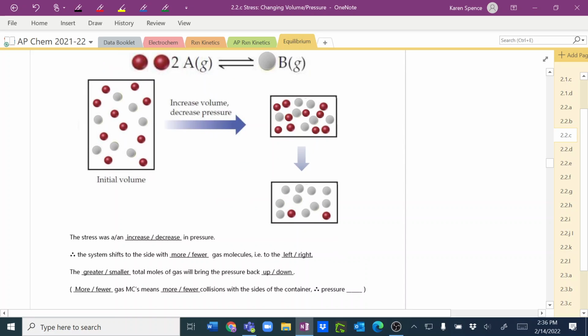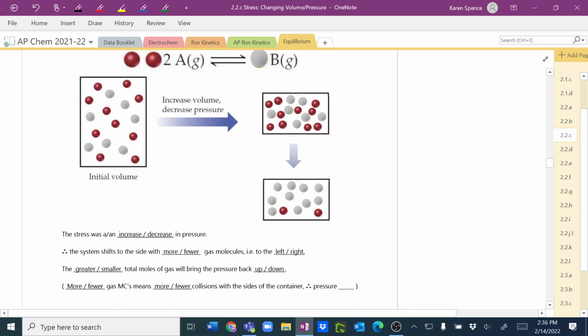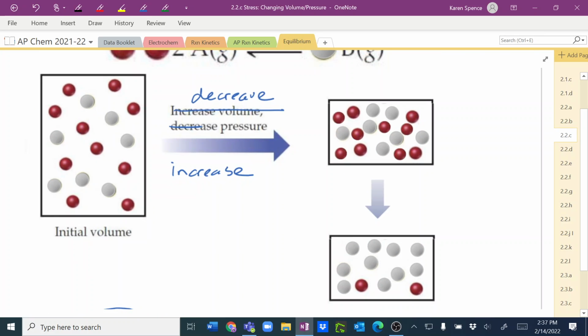2A in equilibrium with B. Why does it say increase the volume, decrease the pressure? Because that looks like it got smaller. That's the wrong way around. Decrease the volume, increase the pressure. Okay. Is yours correct? Okay, so here we go. We decrease the volume, we increase the pressure. So the stress was an increase in pressure. Therefore, and this is looking at it in more of a Le Chatelier's kind of way. So let's look at our pictures.